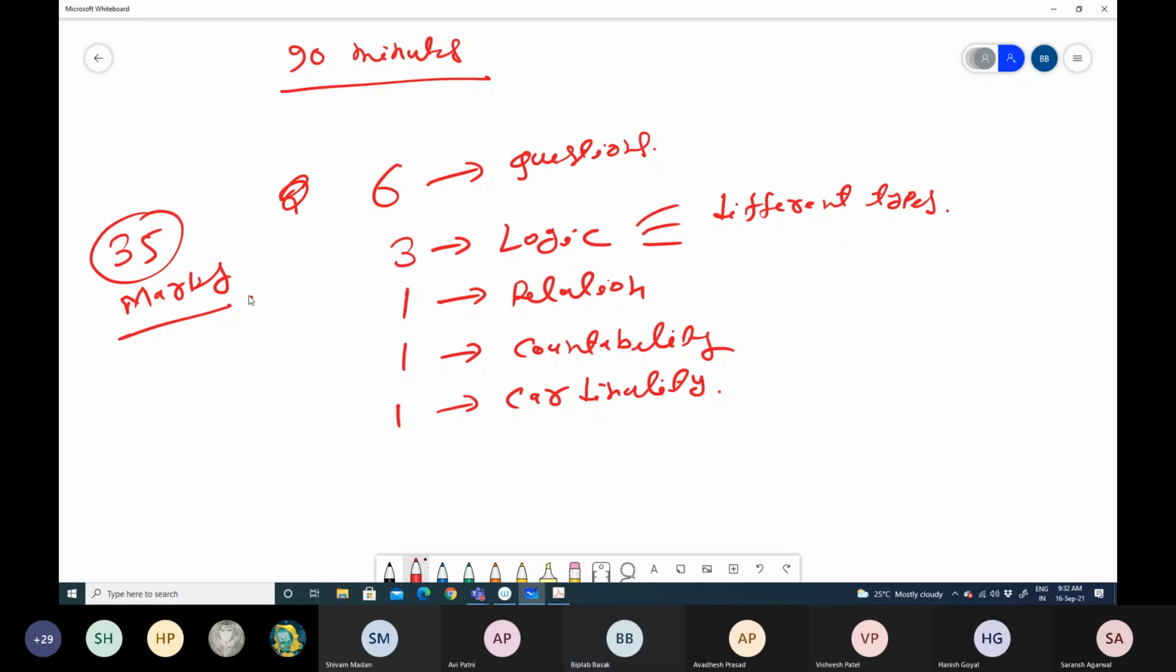So 90 minutes, 6 questions, 35 marks: 3 questions on logic, one from relation, one from countability, one from cardinality. That's it. As for the question types, we have seen similar questions in the course and in the tutorial as well. I'm not giving any question directly from the tutorial, but there will be some similar types. We also discussed some problems, and there will be some types of those as well. So this is the plan for your minor.